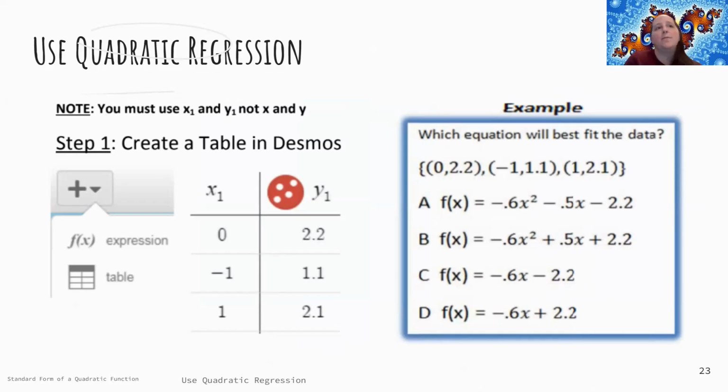Okay. So the first thing that you want to do is create a table in Desmos, and you just do this by clicking on this little plus sign and then creating a table. You want to make sure that it says X1, Y1. So in this case, I have the data from 0, 2.2, -1, 1.1, and 1, 2.1. Okay, so I substitute those values in for my X and my Ys.